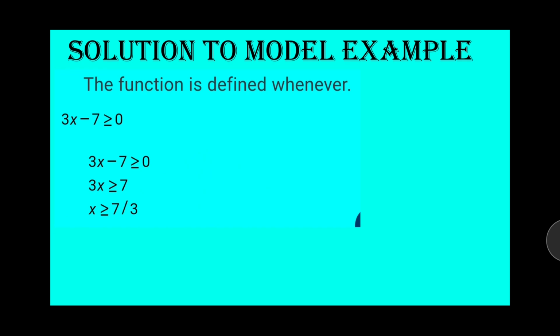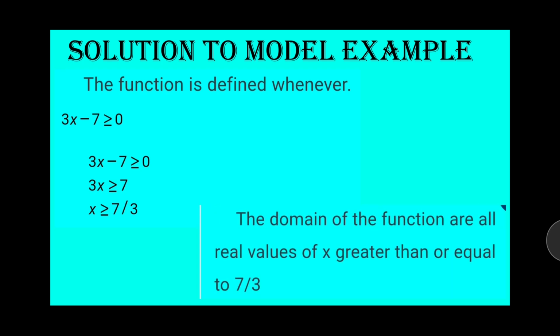That's all. So when I solve this simple inequality now, I'm going to have x is greater than or equal to 7 over 3. Okay, x will be greater than or equal to 7 over 3. So it is either equal to 7 over 3 or greater than that value. So it means the domain of that function are all real values of x greater than or equal to 7 over 3. We have found the domain.